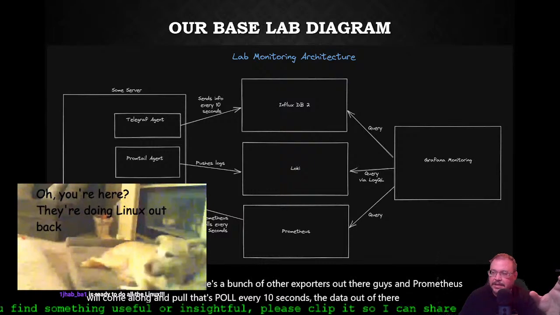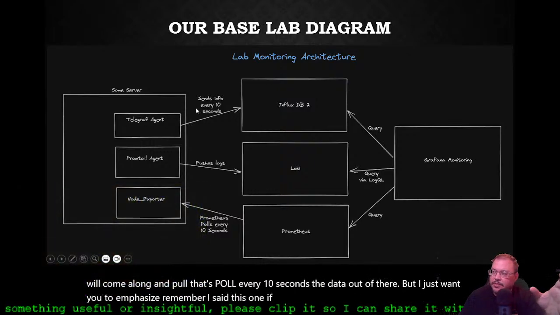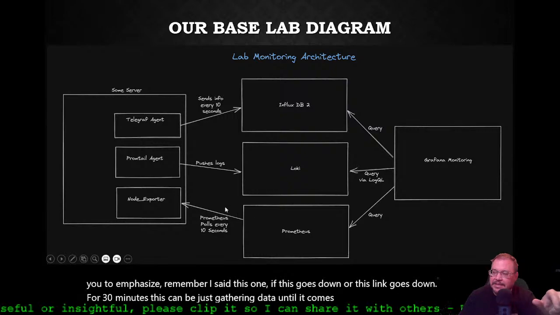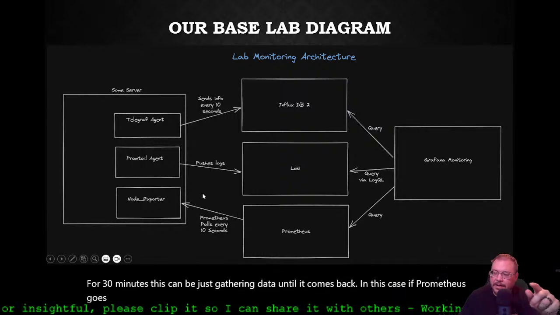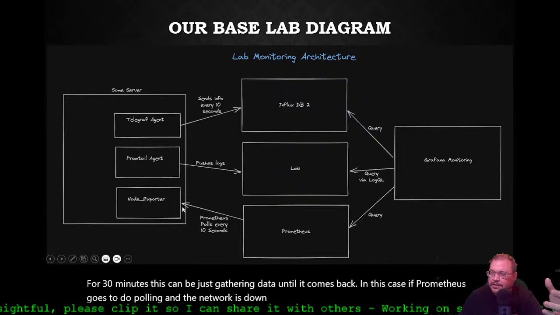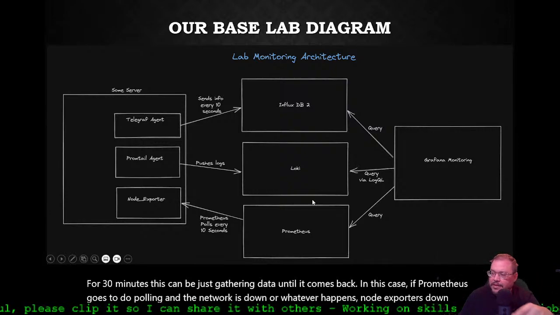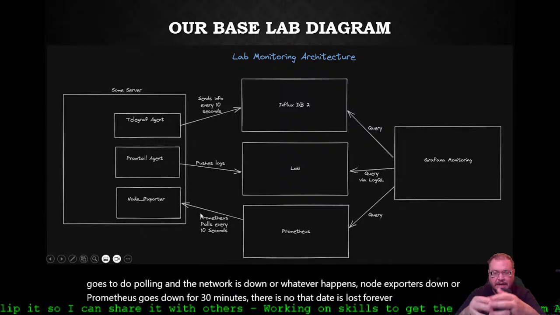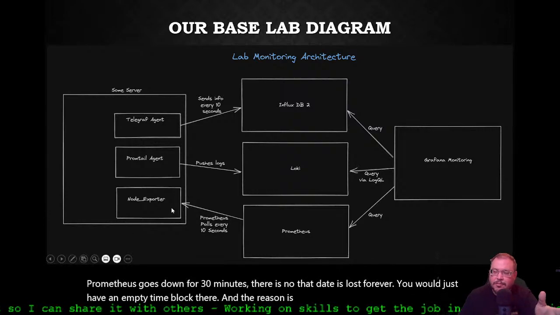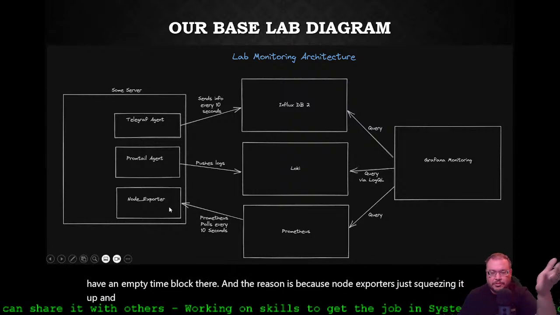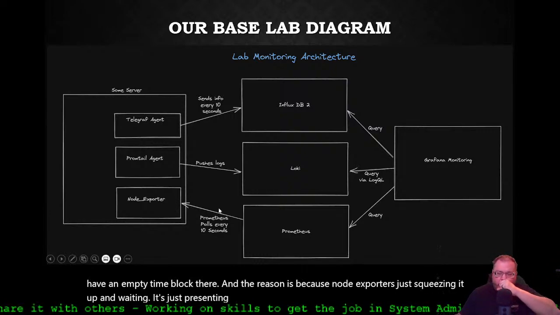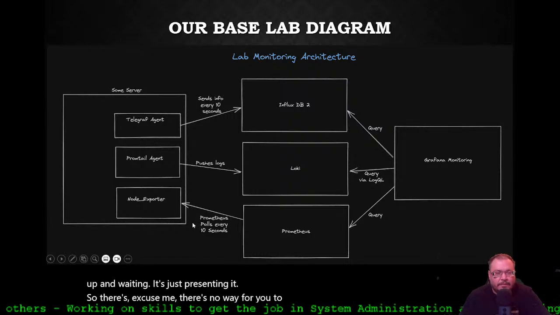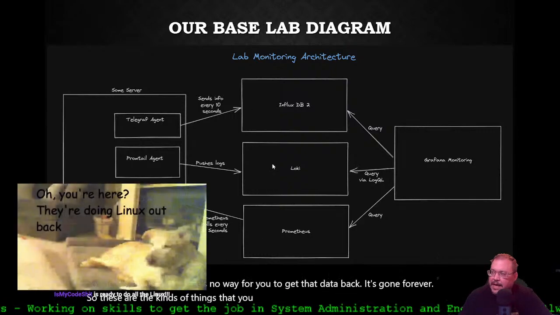But I just want you to emphasize, remember I said this one, if this goes down or this link goes down, for 30 minutes this can be just gathering data until it comes back. In this case, if Prometheus goes to do polling and the network is down or whatever happens, node exporter's down, or Prometheus goes down for 30 minutes, that data is lost forever. You would just have an empty time block there. And the reason is because node exporter is just squeezing it up and waiting. It's just presenting it. So there's no way for you to get that data back. It's gone forever. So these are the kinds of things that you think about as you build this stuff.